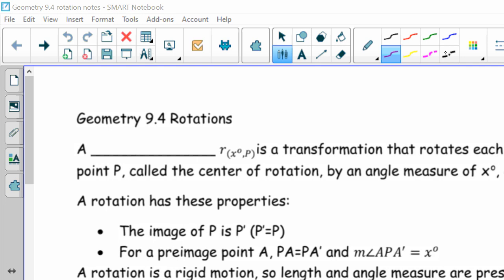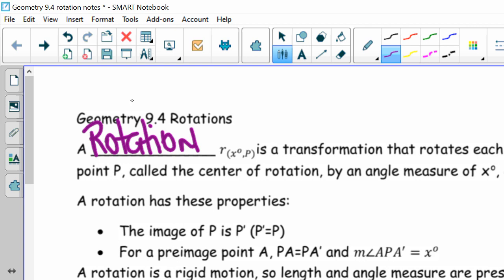Today in geometry, we are looking at section 9.4, rotations. As we always start out with our notes, we need to start with the definition of a rotation. A rotation is a transformation that rotates each point in the preimage about a point P, which is called the center of rotation, at an angle measure of x degrees called the angle of rotation.